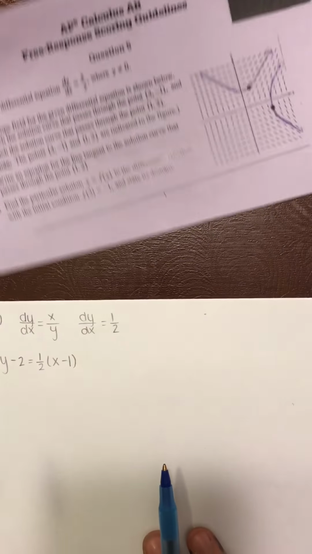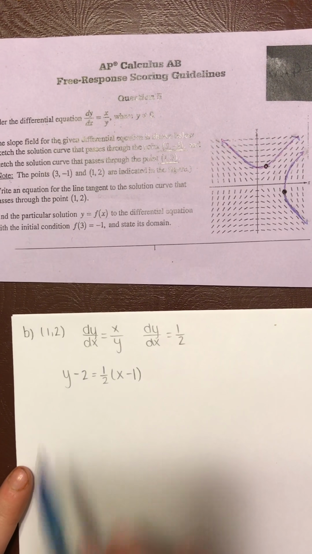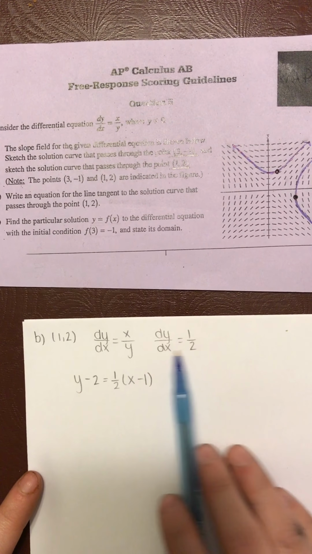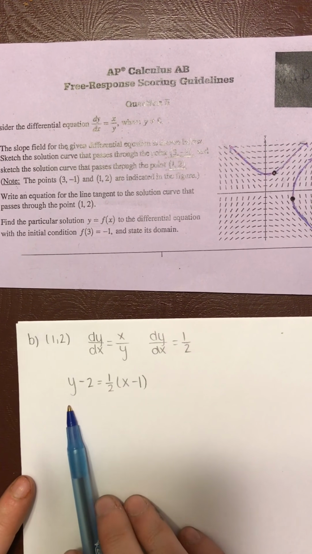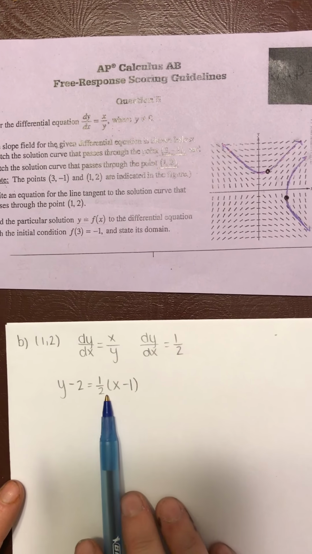(1, 2). So we do that by, we're given the point, we have our equation, and we can find the slope of that point at that point, and that's 1/2. And with that, we get an equation of y minus 2 equals 1/2 times x minus 1.